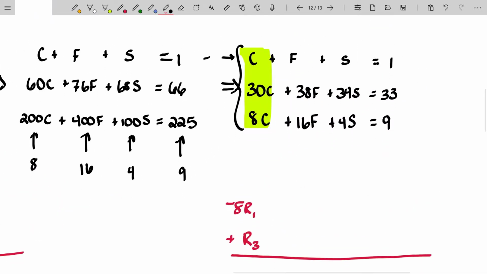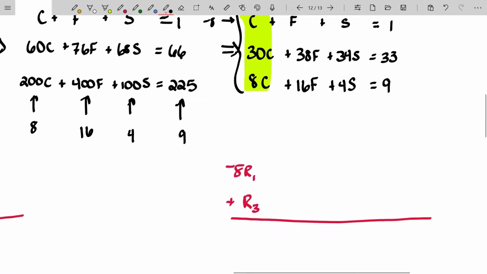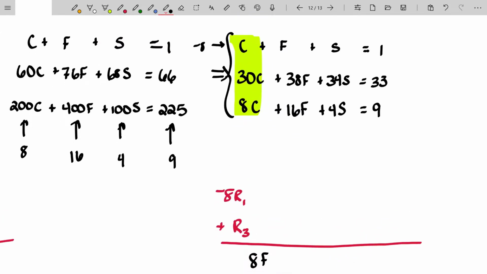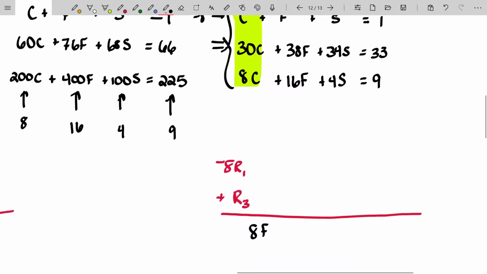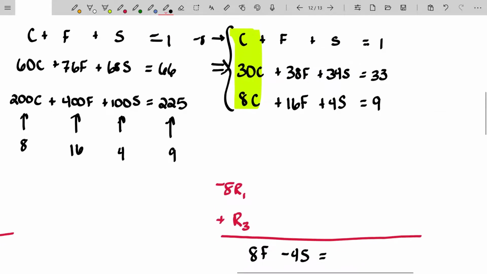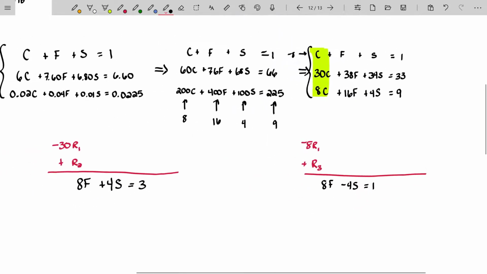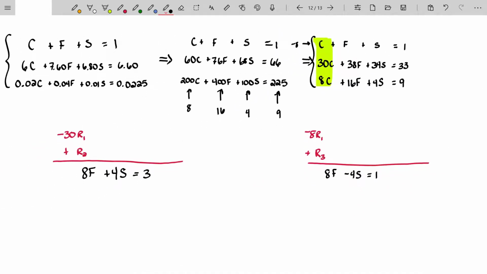And now let's do the negative 8 times row 1. Negative 8C plus 8C, they're gone. Negative 8F plus 16F is 8F. Negative 8S plus 4S is a negative 4S. Let me write that in there. And negative 8 times 1 is negative 8, plus 9 is 1. There we go. So those are our two equations: 8F plus 4S is equal to 3, and 8F minus 4S is equal to 1.